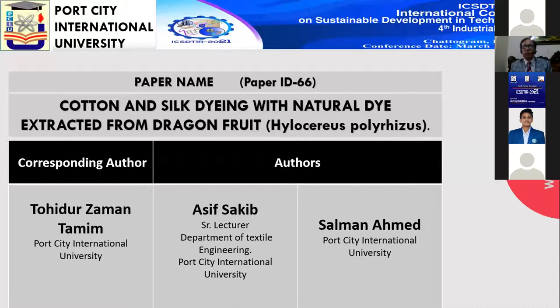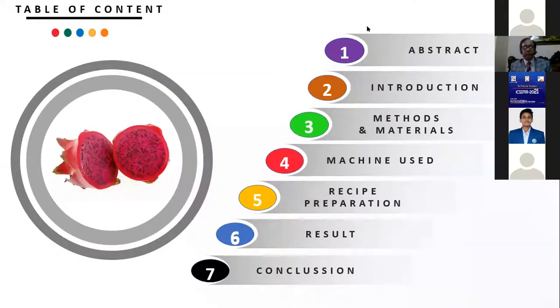Okay, my paper name is cotton and silk dyeing with natural dye extracted from dragon fruit. My name is Tohiduzzaman Tamim. I am the corresponding author in this paper, and my other two authors are Mr. Asif Sakib and Mr. Salman Ahmed. Okay, let's go to the paper. The contents are abstract, introduction, methods and materials, machine used, recipe, results and conclusion.